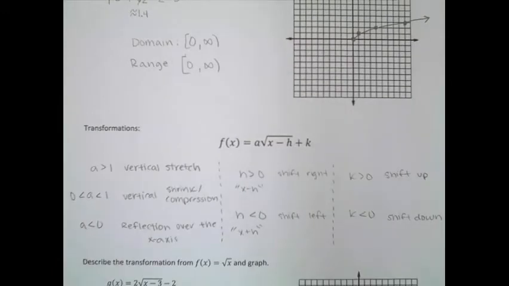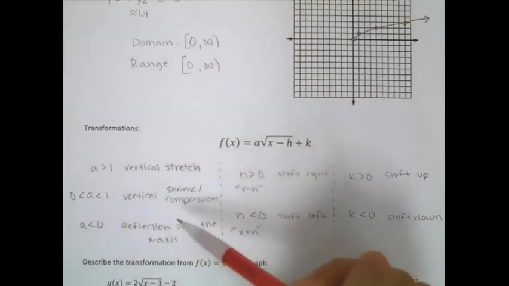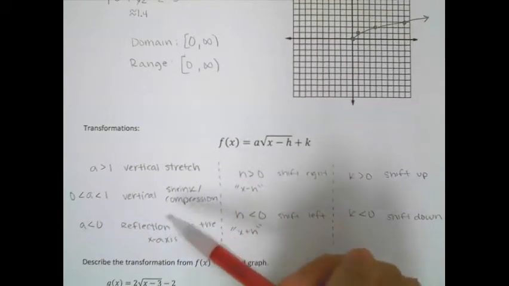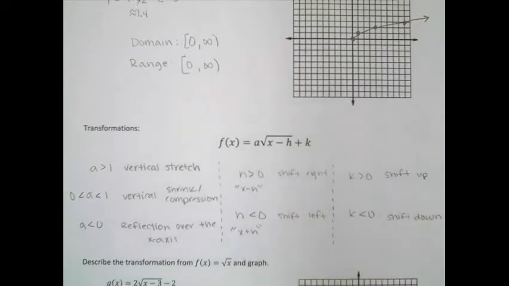So you should have something that looks like this. When your A is greater than 1, you have a vertical stretch. When it's between 0 and 1, you have a vertical shrink or compression. When you have a negative A value, that's when you reflect over the x-axis.